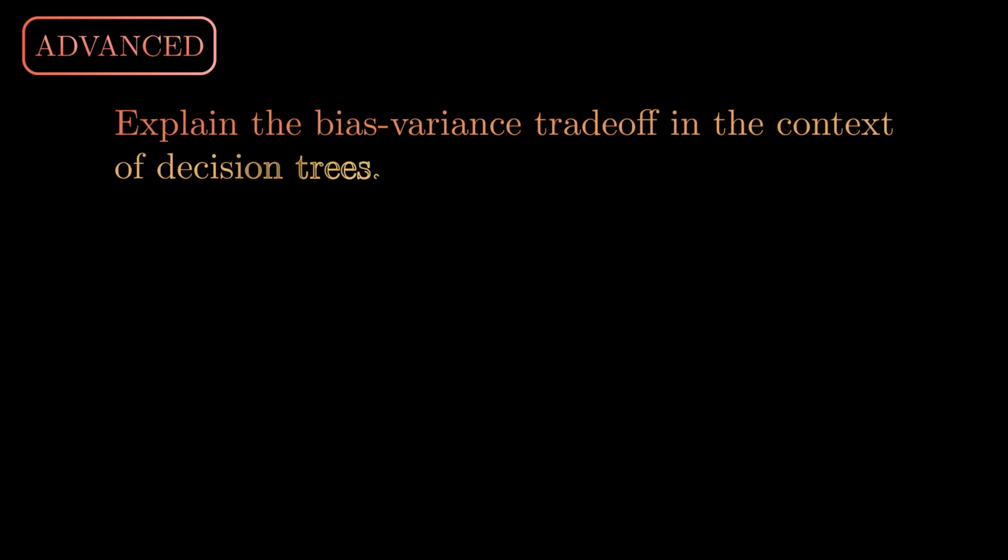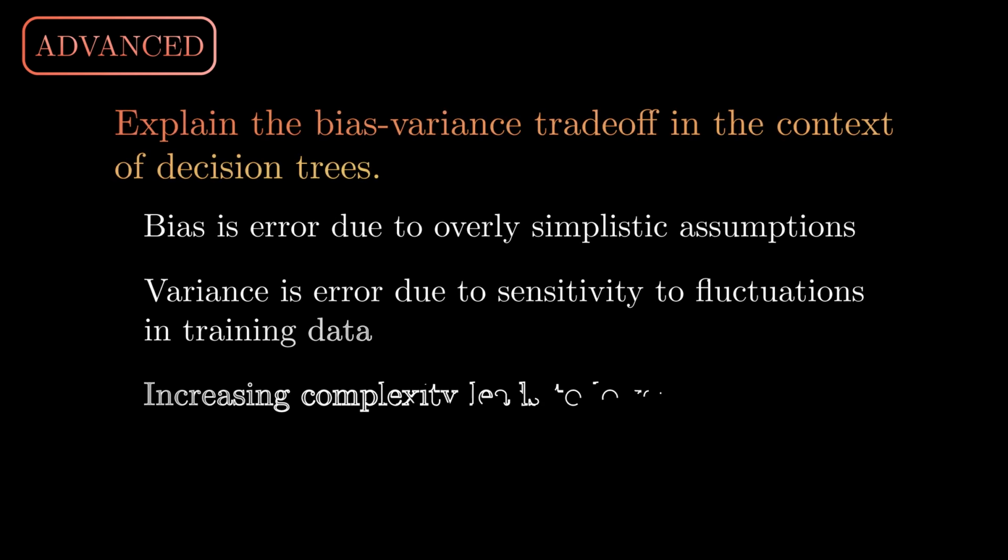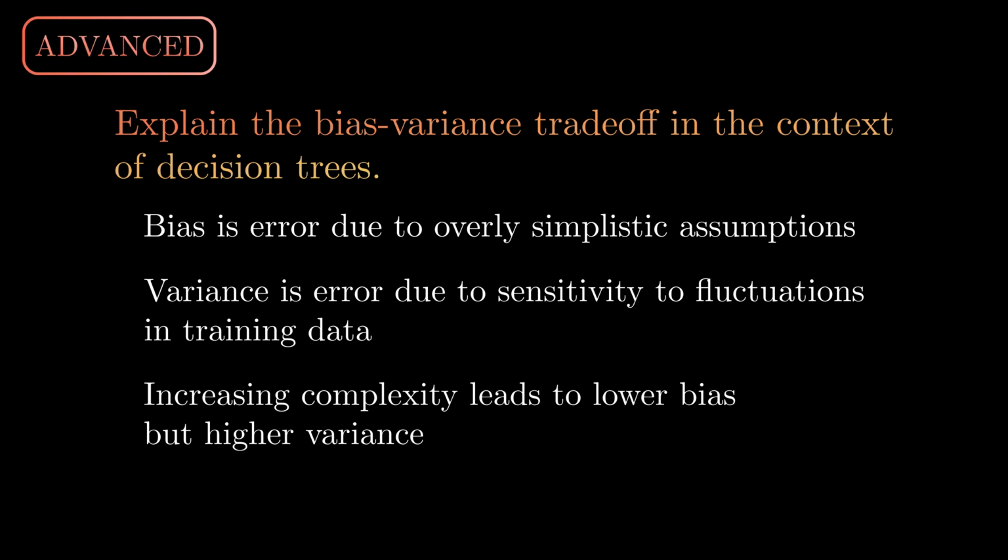And here's the last question. Explain the bias-variance trade-off in the context of decision trees. Bias refers to the error due to overly simplistic assumptions in the model, leading to underfitting. In decision trees, a shallow tree might have high bias and fails to capture complex patterns in the data. Variance refers to the error caused by sensitivity to fluctuations in the training data, leading to overfitting.